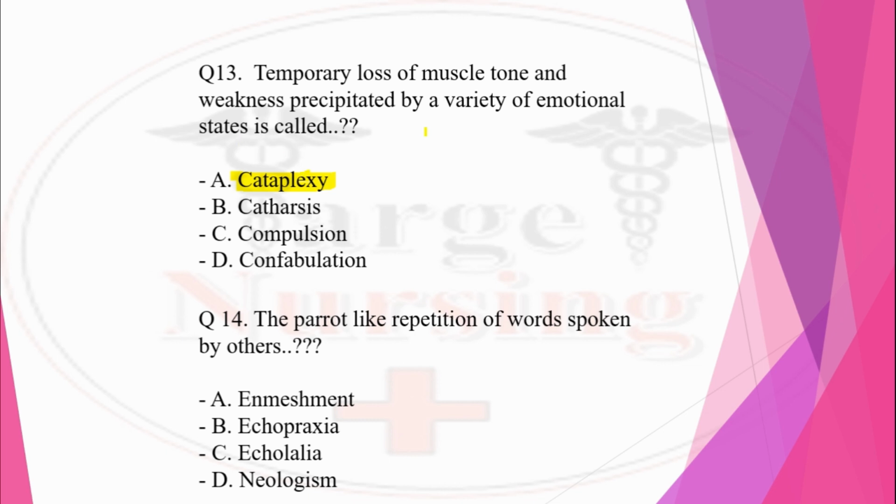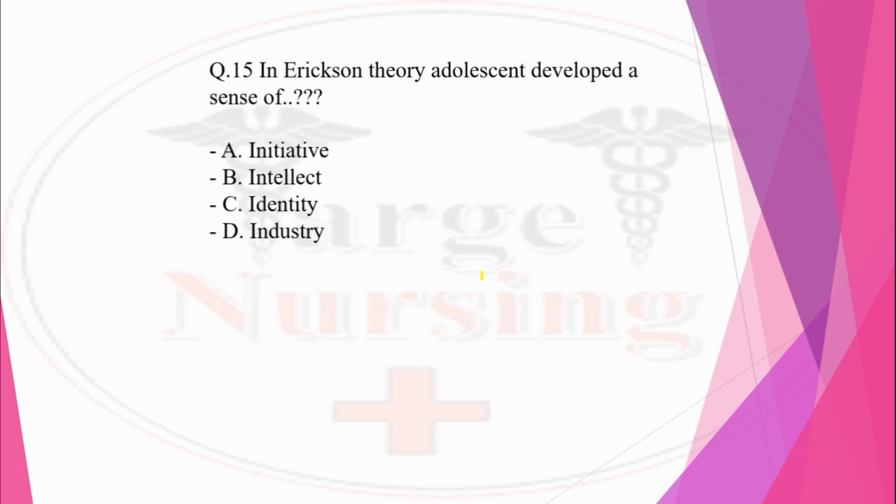And cataplexy is a temporary loss of muscle tone and weakness precipitated by a variety of emotional states. Then we move to the next question, 14. The parrot-like repetition of words spoken by others is known as echolalia. We have studied it in psychiatric, so it is echolalia, parrot-like repetition of words. Move to the next question.